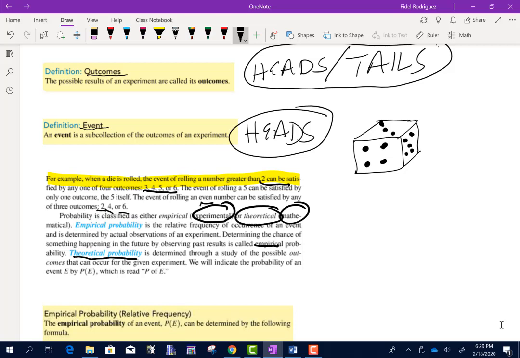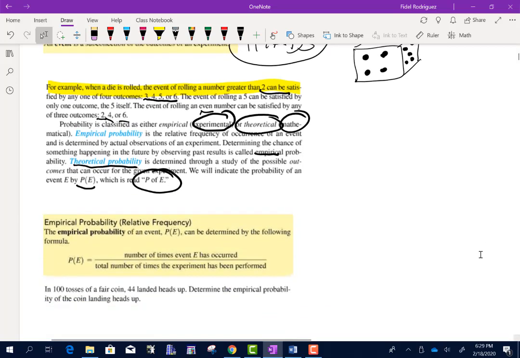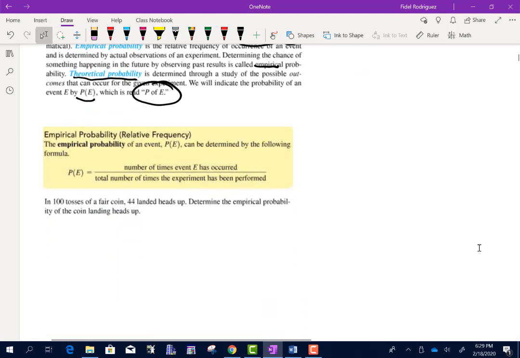It says right here, we'll indicate the probability of an event. And the way we read this right here, guys, is P of E, okay? Let's take a look. It says the probability of an event, P of E, can be determined by the following: the number of times event E has occurred divided by the total number of times the experiment has been performed.